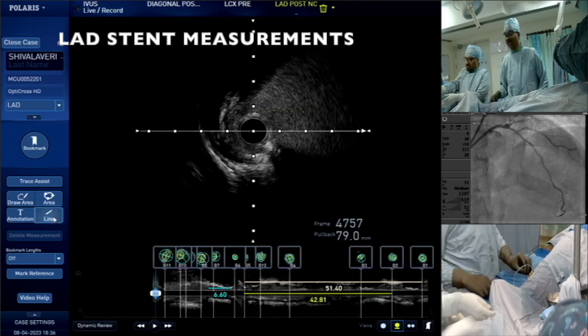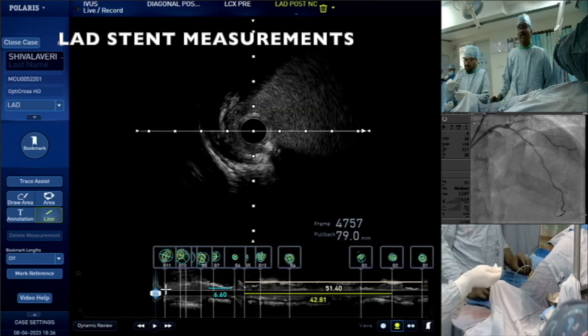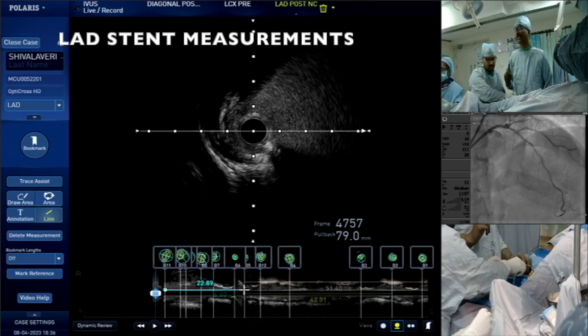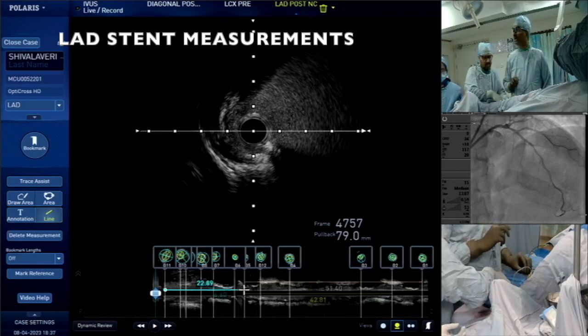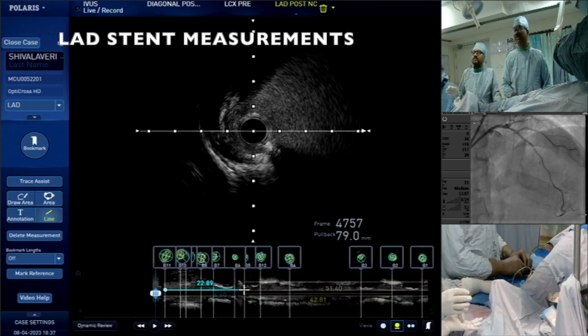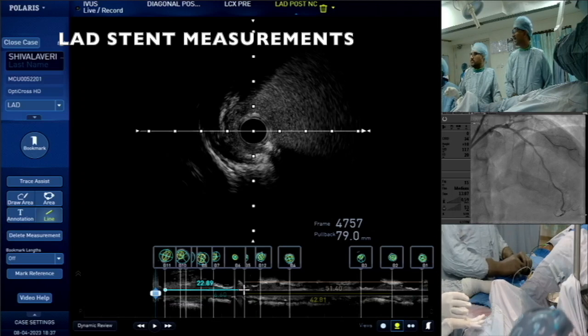Now you give me ostial LMCA to diagonal length. Give me IVUS, okay? Keep some NTG on, please. Give me the length from ostial LMCA to diagonal. 23. Huh? 23. 23, okay. Please give us some stent around 20 size, please.